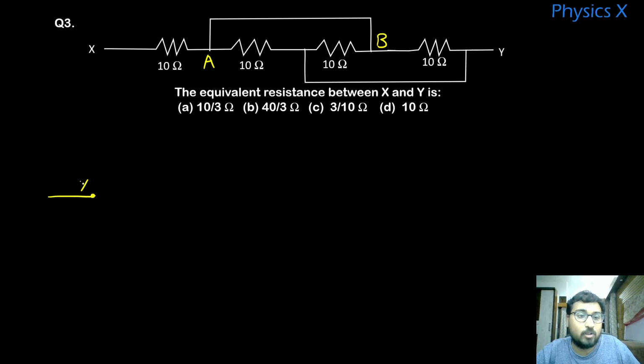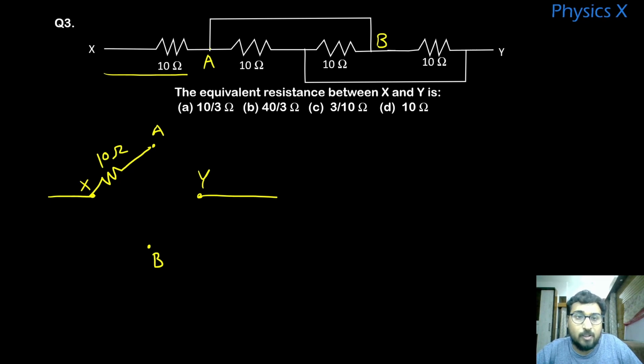Suppose this was your X terminal, so this is X only, and I am considering this as A, this as B, and this as Y, right? So now between X and A there is 10 ohm, so I will draw 10 ohm like this, and let us mark this point as Y only.